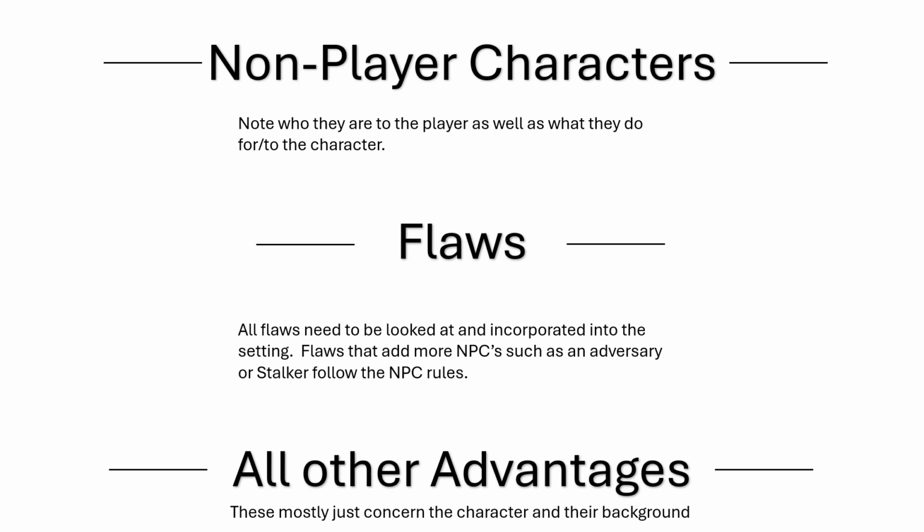Advantages. Merits and flaws, as well as the backgrounds that each character takes, make a huge difference within the campaign and must be taken into consideration. The top ones to look at are the non-player characters that will be included, such as allies and contacts. Flaws are the second section that I look at on a character, as they can add more non-player characters to the campaign. I take note about everything else taken.